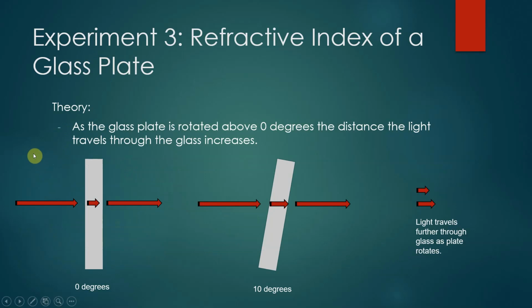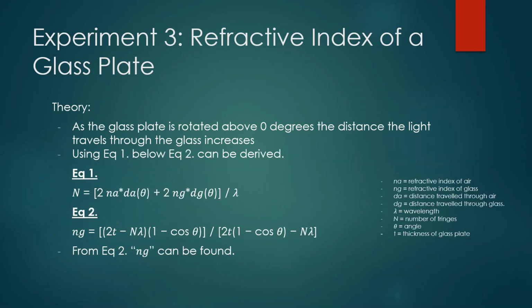It was hypothesized that as the glass plate rotated, the path length of light through the glass would increase, as shown from the figure. Equation 1 shown below was used to derive equation 2, also shown below, which was used to calculate the refractive index of the glass plate used in this experiment. I won't go into the specifics of these equations, but they are shown here on the slide.